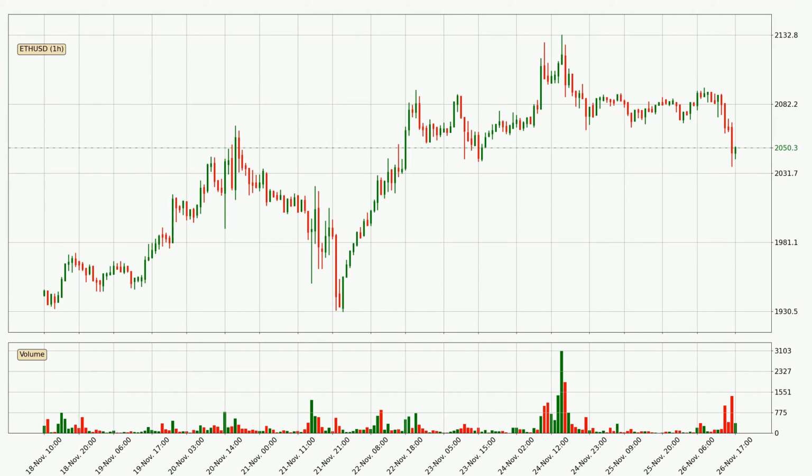Looking at the Ethereum hourly time frame, the price moved only slightly to the downside, with around 1.5% in the last 24 hours, with a current price of $20.50.